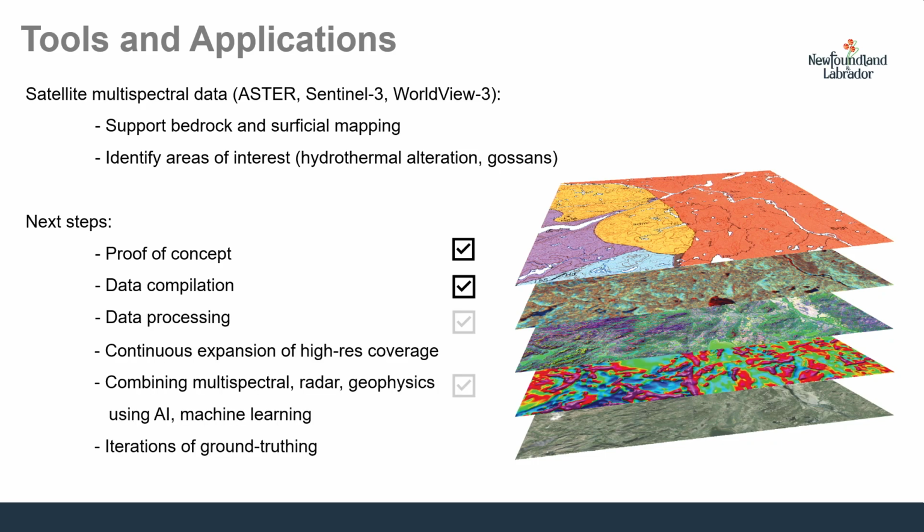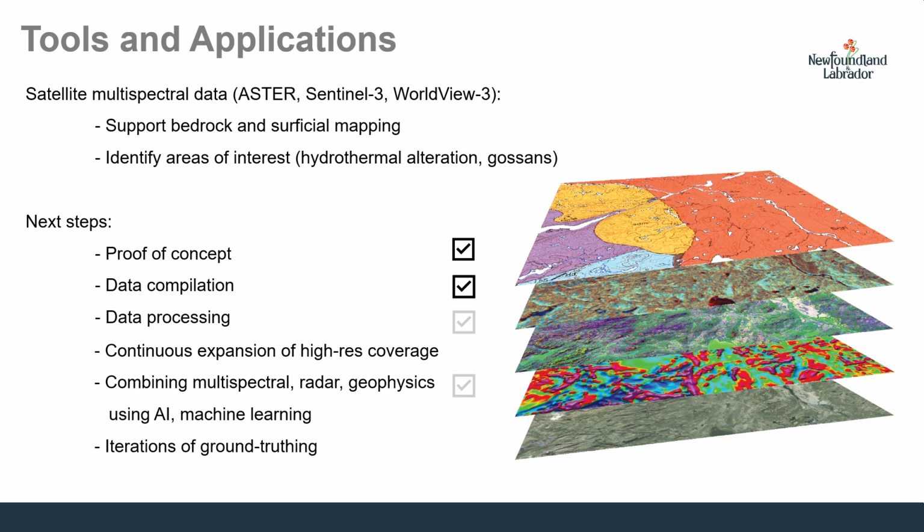And then the next steps are going to be a continuous expansion of the high-resolution data coverage. We are identifying areas of interest where applications for WorldView-3 data would be warranted, and we are continuously going to do that. And then it is also going to be to combine, as Elena highlighted earlier, the multispectral, radar, geophysics data that we have using machine learning and AI. We have started doing that, and it's very promising. This kind of data is ideally suited for those kinds of algorithms. Random forest, neural networks is exactly what we need to connect the information from these layers.